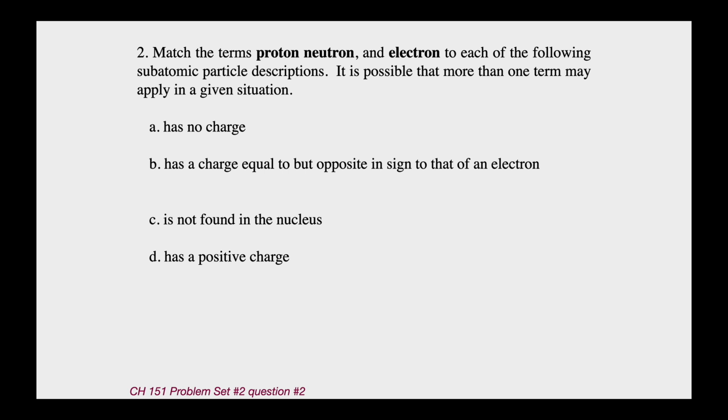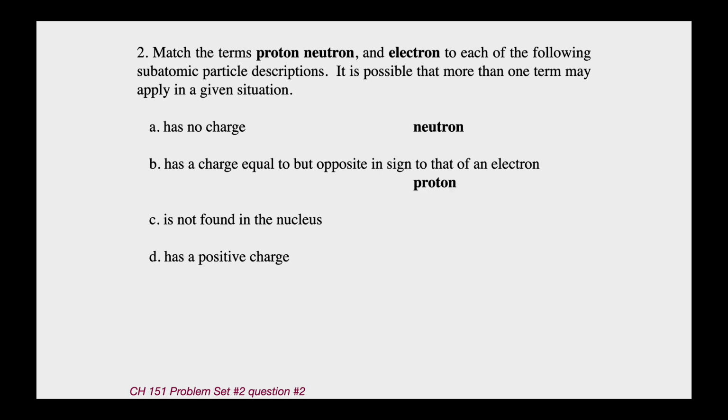Let's use the terms proton, neutron, and electron to classify each of these different pieces, all right? So we'll go through and kind of figure this out. So, has no charge. Well, if you look at all three of those, the neutron is the one that doesn't have a charge. Neutral, neutron, all right. Okay. The next one has a charge equal to but opposite in sign of the electron. So if the neutron is neutral and it's opposite to that electron, then of course it's going to be a proton, and that's what it is.